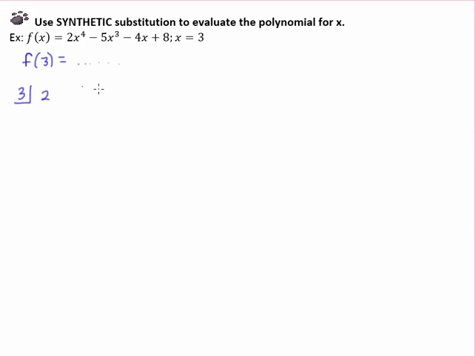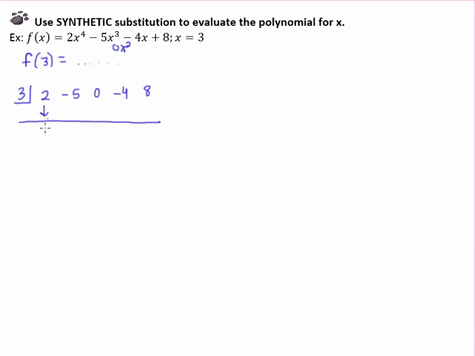division with my problem, keeping in mind that there's no x squared here, so we're going to have to put in a 0 at x squared. Then what happens is my remainder is going to be what f of 3 is.